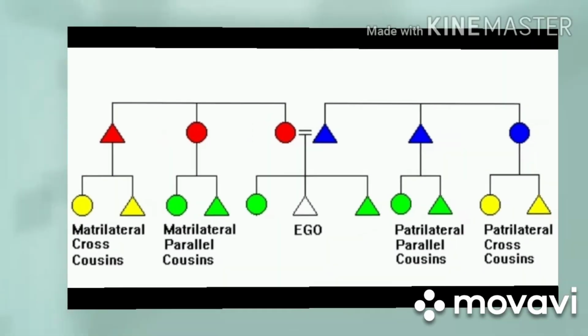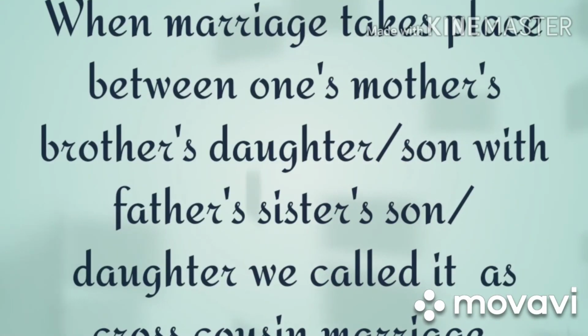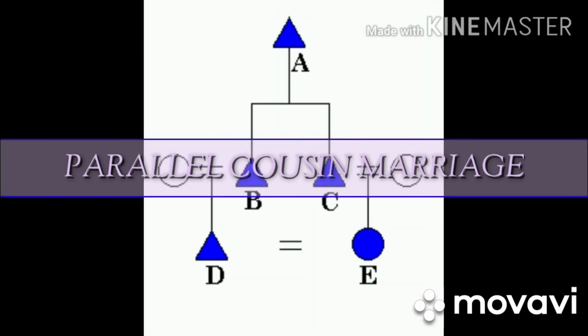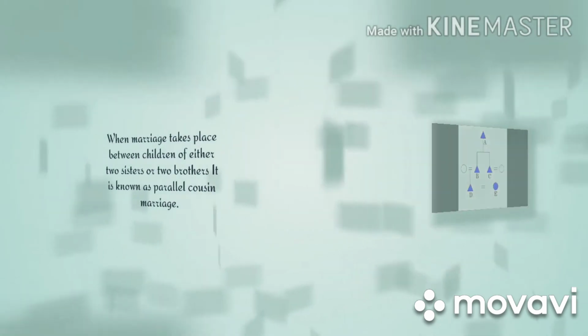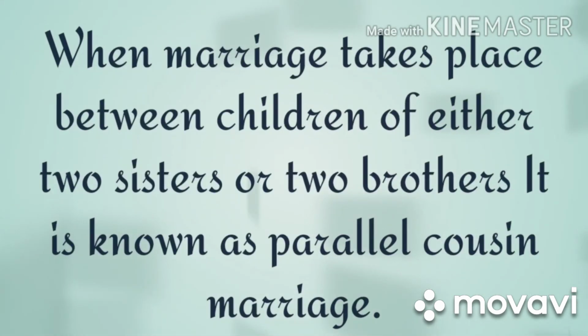Cross-cousin marriage. When marriage takes place between one's mother's brother's daughter or son with father's sister's son or daughter, we call it cross-cousin marriage. Parallel cousin marriage. When marriage takes place between children of either two sisters or two brothers, it is known as parallel cousin marriage.